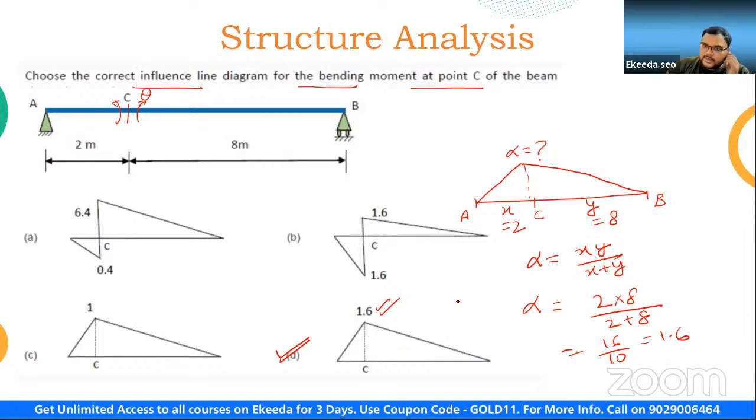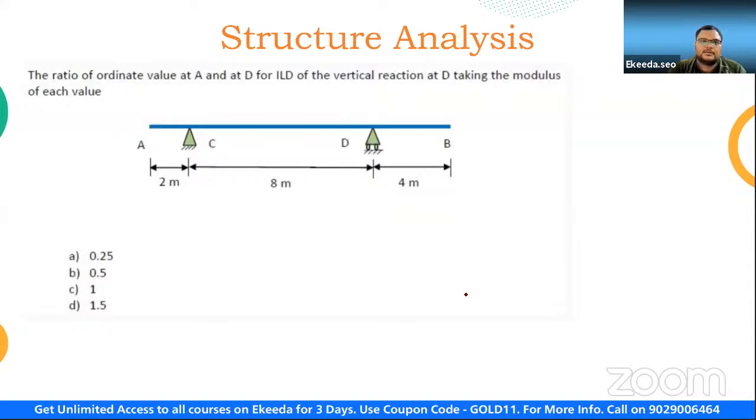Right, guys? So I hope you have learned how to apply it. Let us take one more question. Now the question says the ratio of ordinate value at point A and at D. What ILD we have to determine? ILD of vertical reaction at D. So here, we have to find out the ratio of ordinate at point A and D. So first and foremost, what we have to do? We have to find out how to draw the ILD of vertical reaction at D.